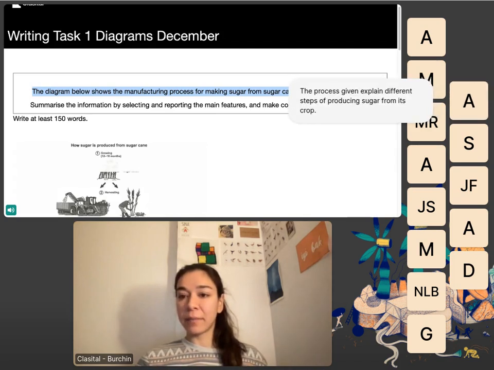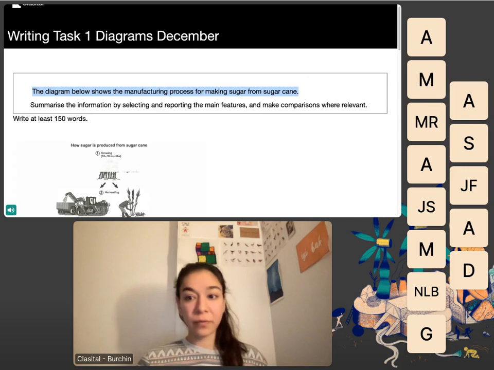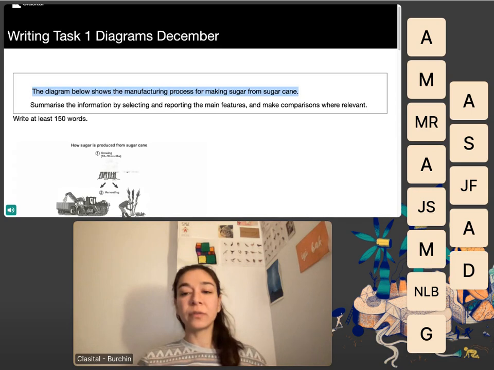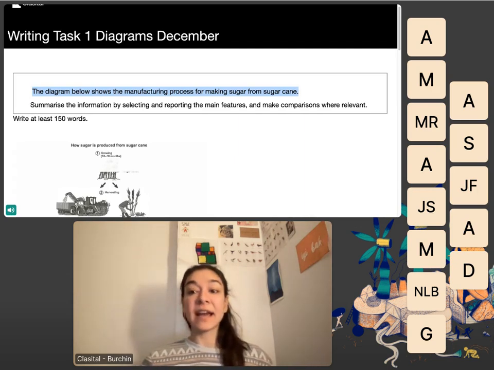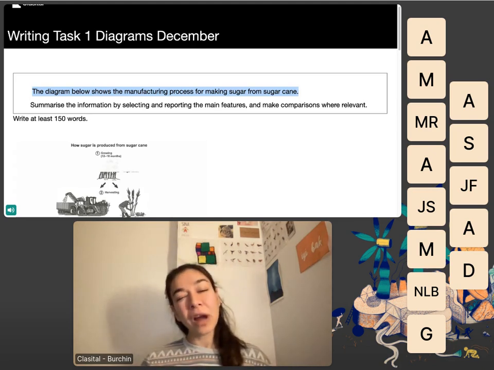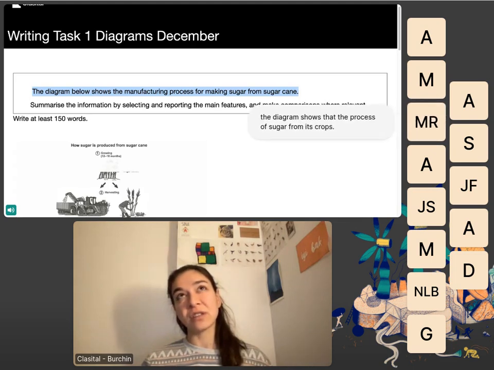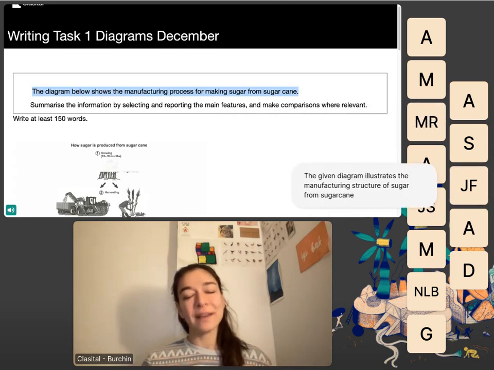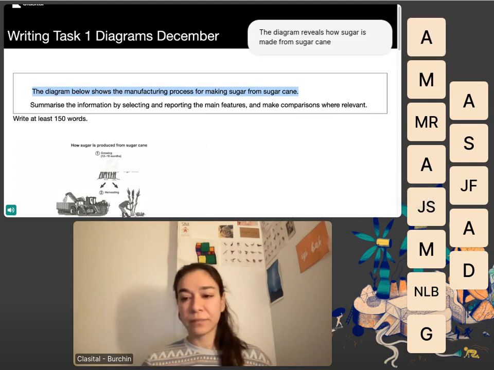Anjali says the diagram illustrates the process of sugar production from sugarcane. Very good. Manufacturing process of sugar from sugarcane. Use the subject, verb, object. The process given explains the different steps of producing sugar from its crop. Okay, but if I were you, I wouldn't change the keywords like sugarcane. Use sugarcane. Do not change it.